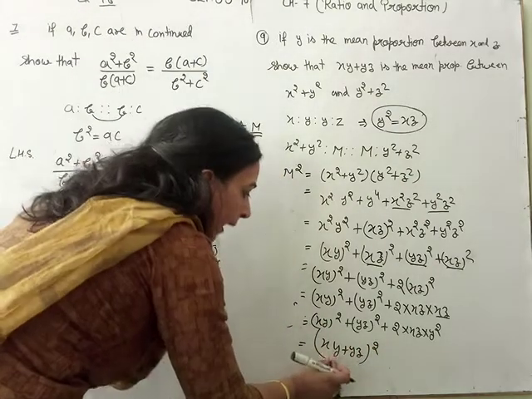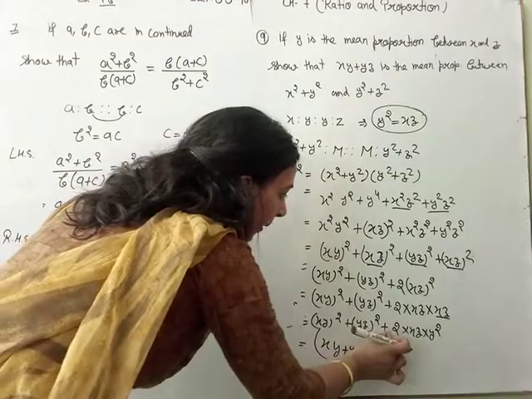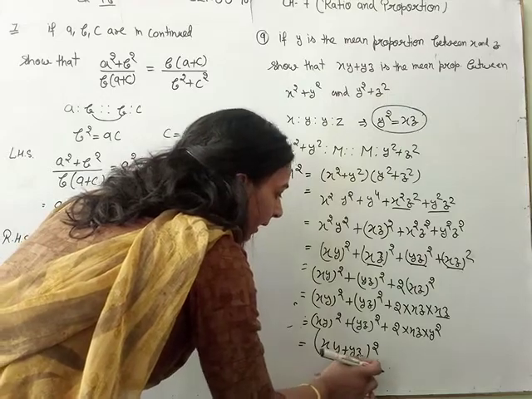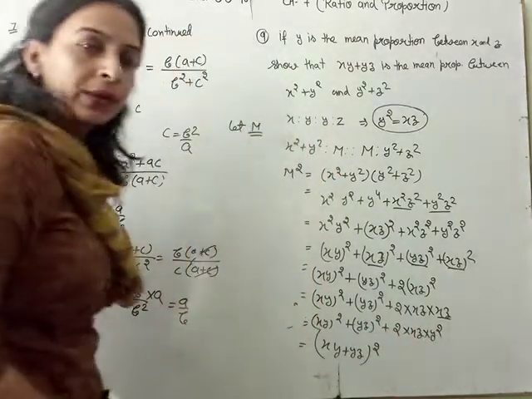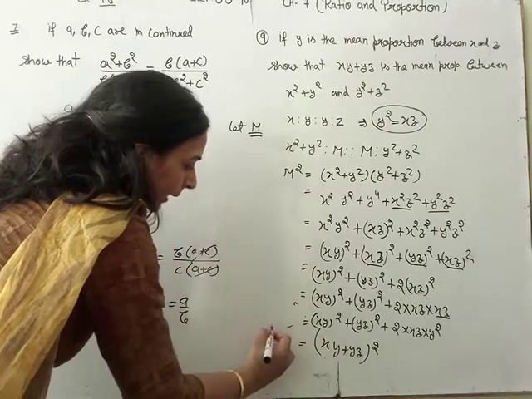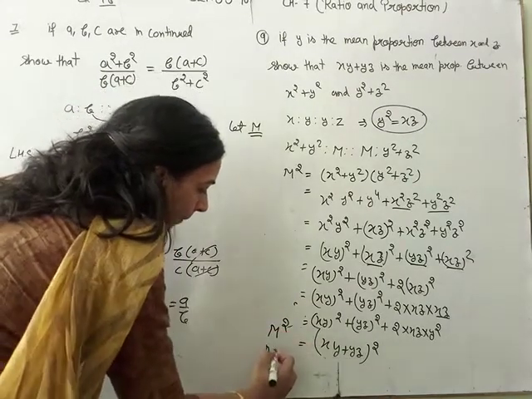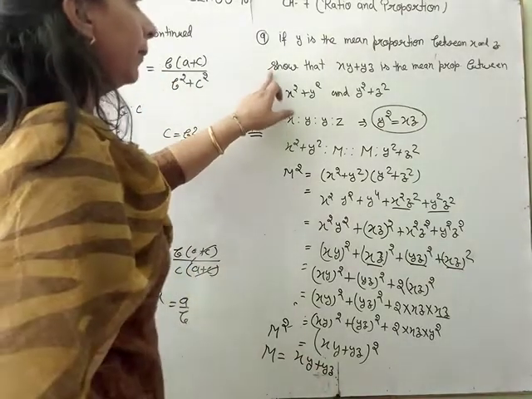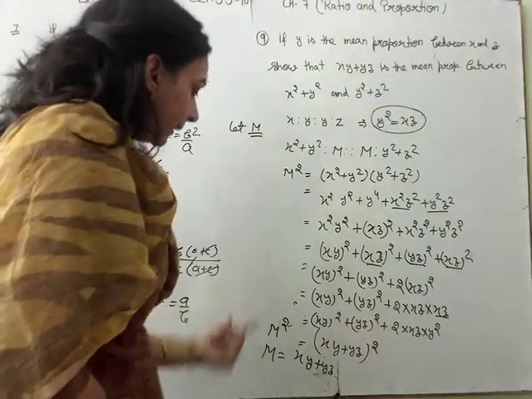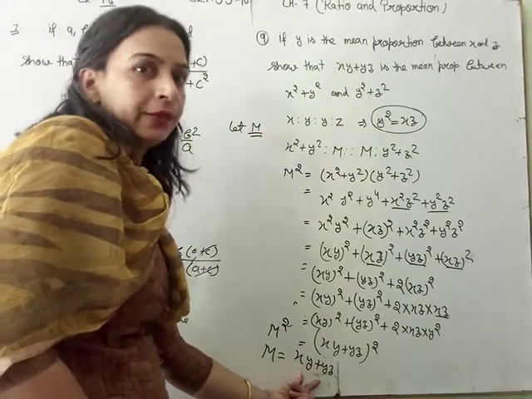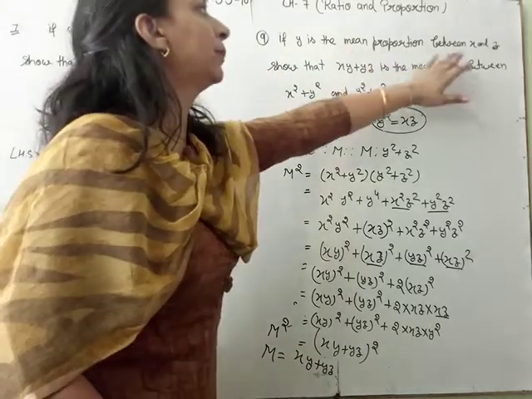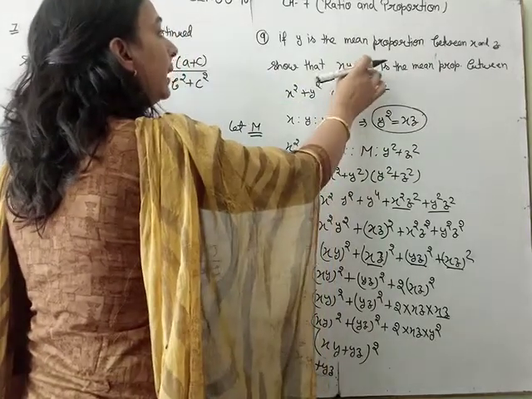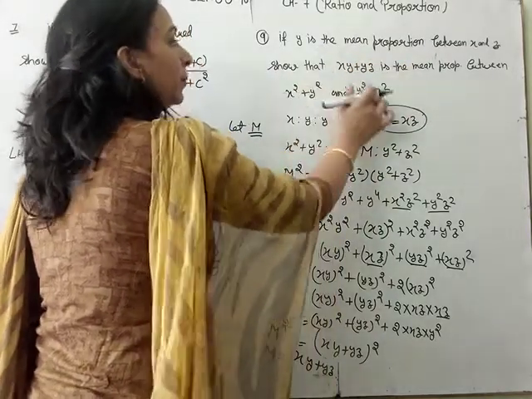According to this, a² plus b² plus 2ab. Okay student, and then this equal to m², and m equal to only xy plus yz. Then we have to show that this is the mean proportional, m equal to xy plus yz. So if y is the mean proportional between x and z, then with the help of this we showed this xy plus yz is the mean proportional between them.